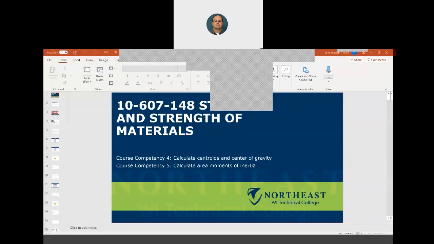We're in Learning Plan 4, and we're going to learn about centroids and center of gravity, and then we're also going to calculate the area moments of inertia.